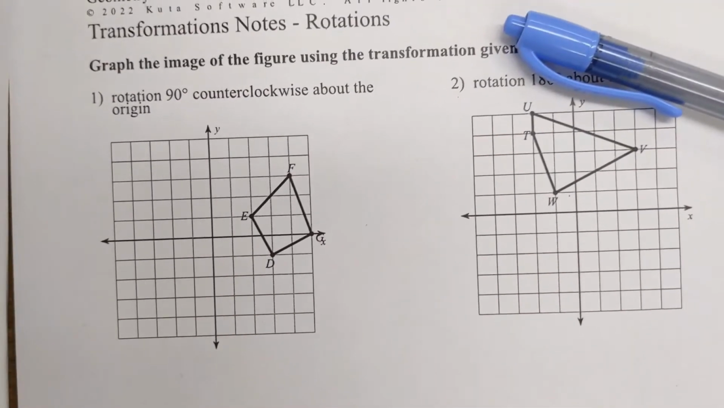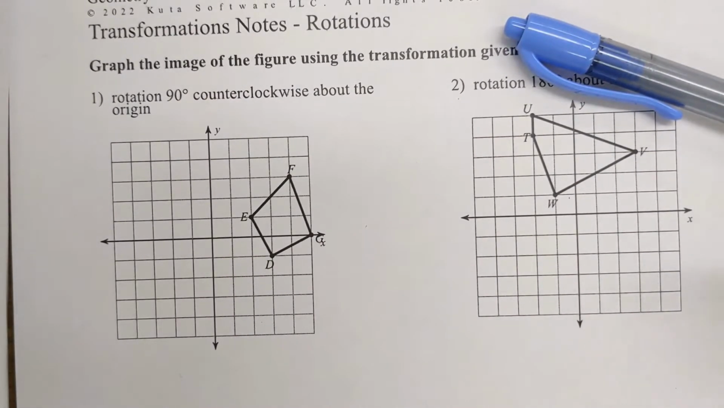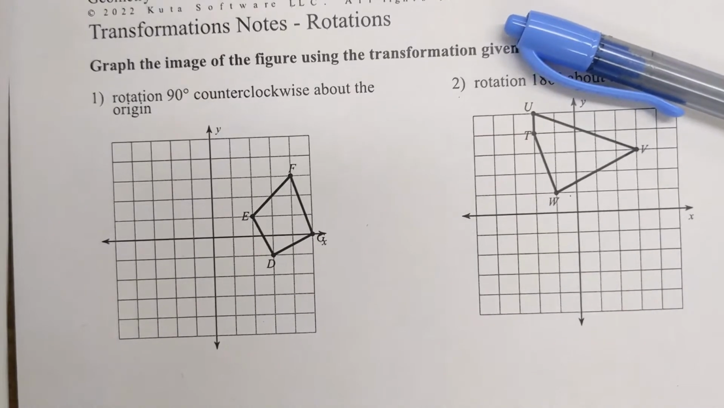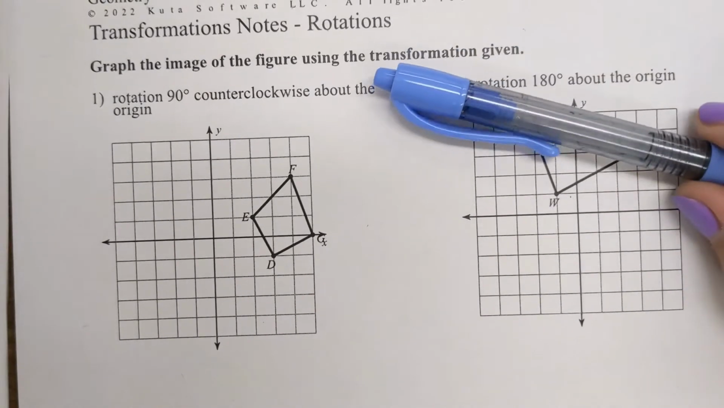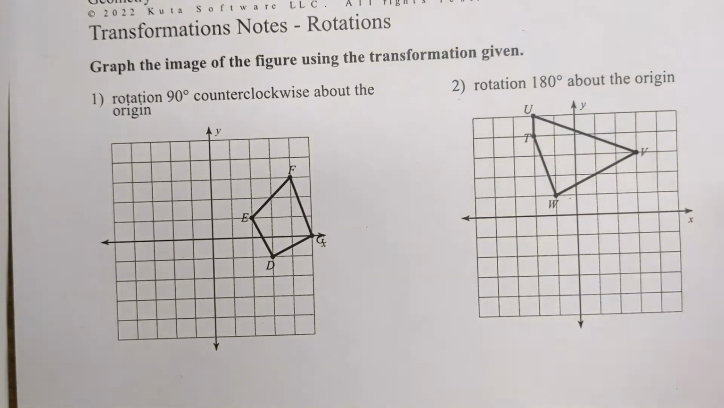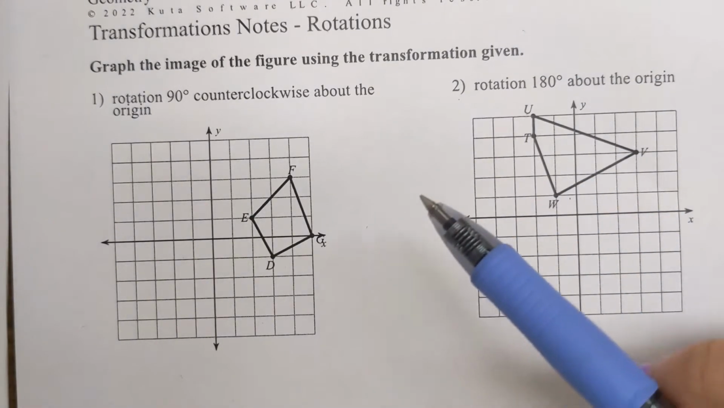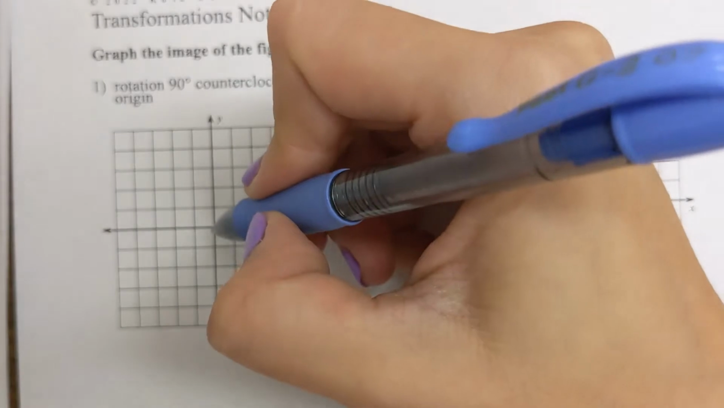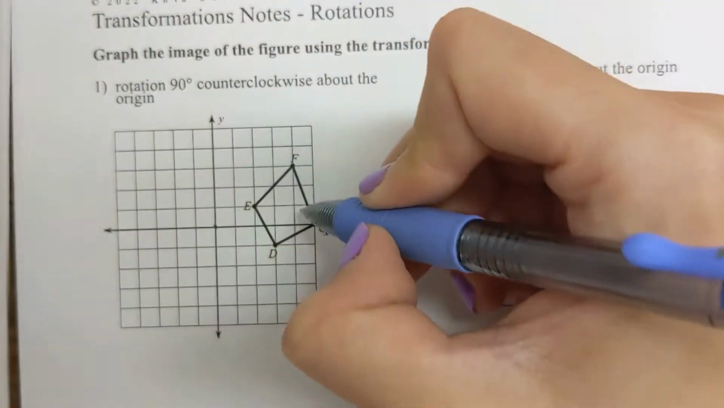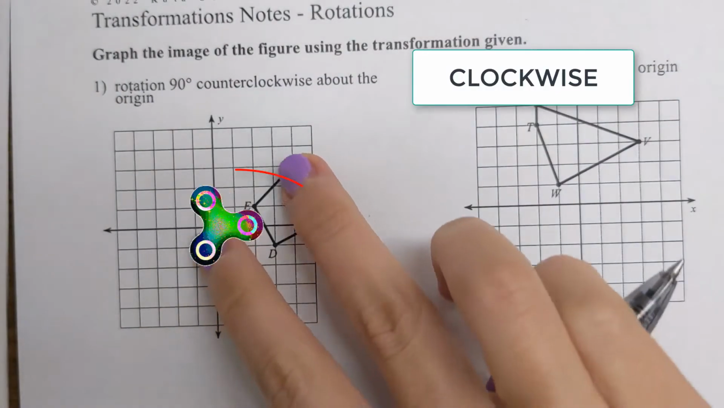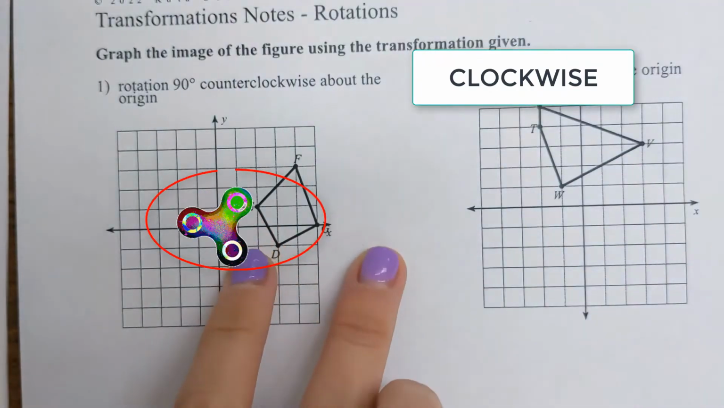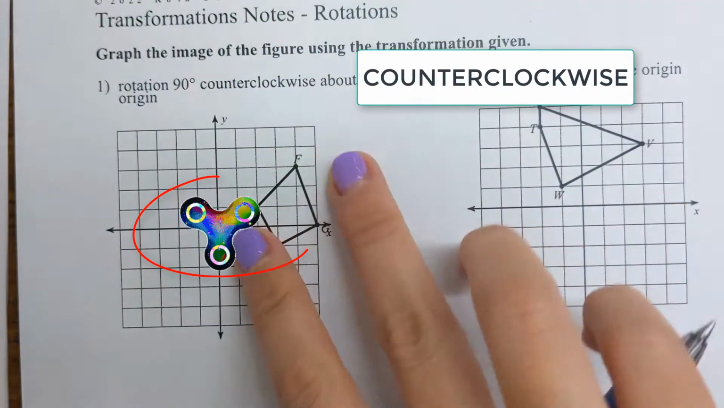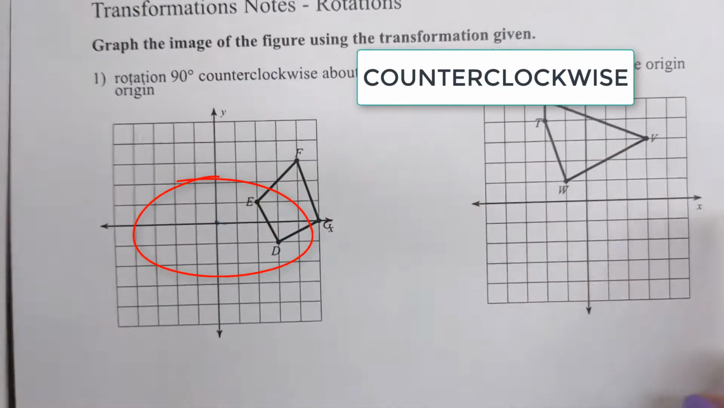To perform a rotation, we're going to turn the image, and we usually say about what point we want to turn it. For all of these, we will be rotating about the origin. Imagine that the center of a fidget spinner is the origin, so then we would be turning this image either clockwise or counterclockwise according to the directions.